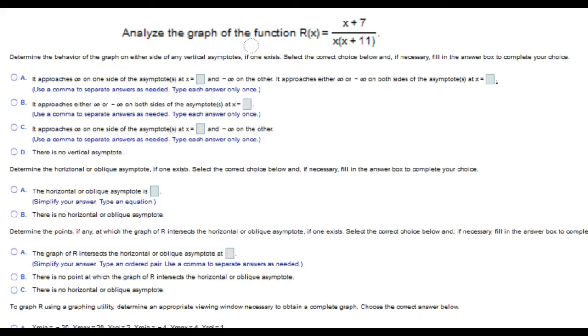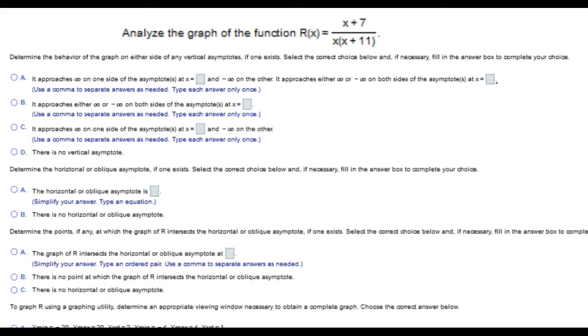Continuing to analyze this graph of the function r of x equals (x plus 7) over x times (x plus 11). The next part says determine the behavior on either side of the vertical asymptote. The definition of a vertical asymptote is that as x is getting closer to that value, the y is either going to go to infinity or negative infinity. So when we're determining the behavior of the graph, we just need to figure out whether our y is approaching infinity or negative infinity at that vertical asymptote.